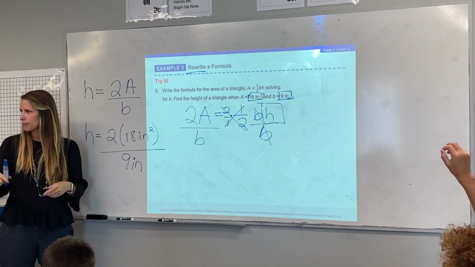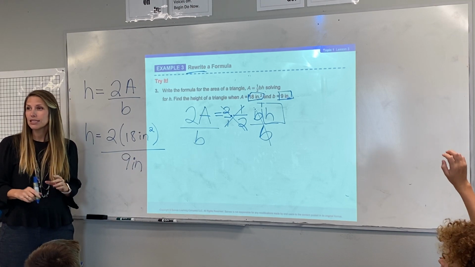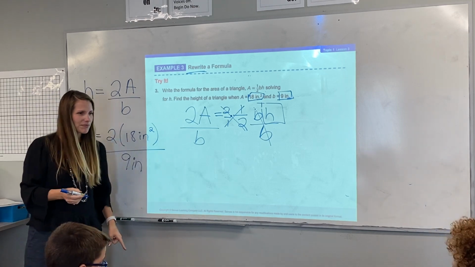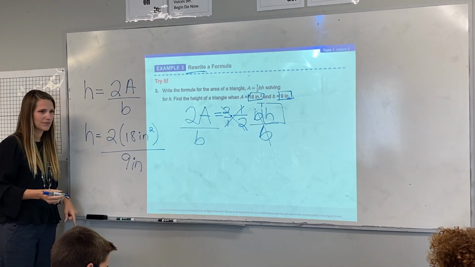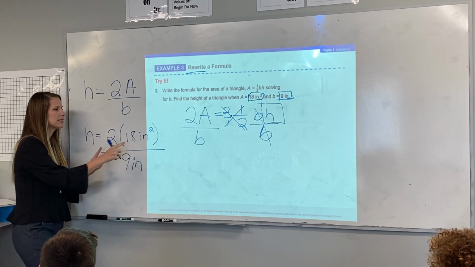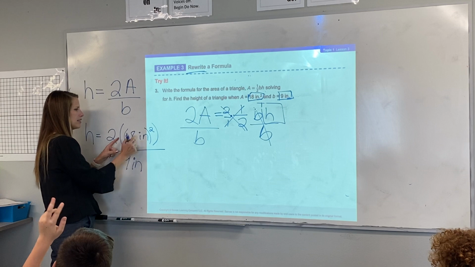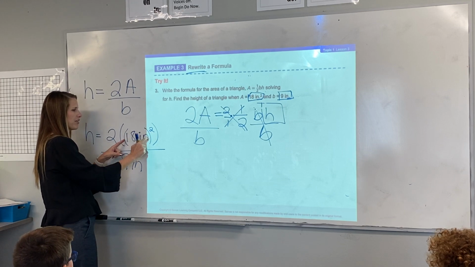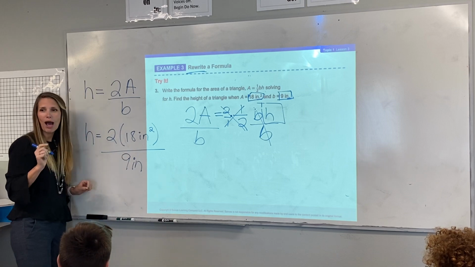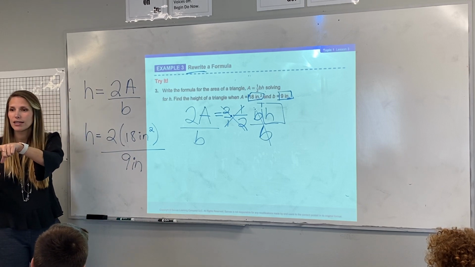You divide. Yeah, kind of. Don't you get rid of the exponent? No, because if everything was being squared, it would be 18 times 18, but only the inches is squared. So how do we write inches squared?